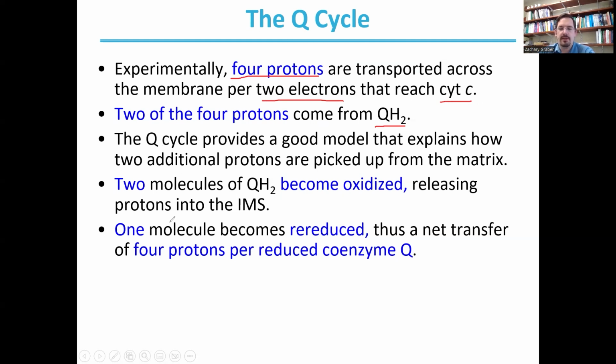Our Q cycle is a good model to explain how those 2 additional protons end up getting picked up. So the end result of that will have 2 molecules of QH2 becoming oxidized, releasing protons into the intermembrane space, and then 1 molecule becomes re-reduced, thus resulting in only 4 protons being transferred per reduced coenzyme Q.